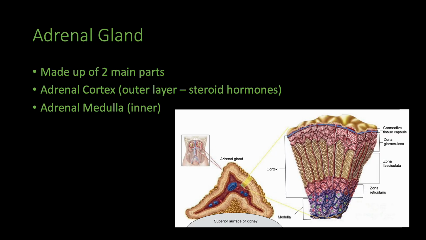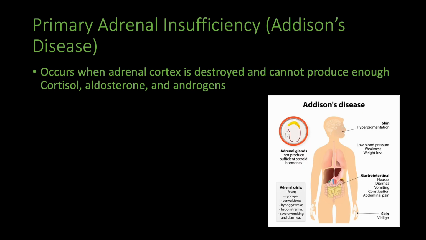The adrenal gland is made up of two main parts, the cortex and the medulla. You can see here there are different main sections, the zona glomerulosa and the other zonae here. The medulla is the inner part, the outer part is the cortex, and within it is the adrenal gland, which is on top of, or on the superior surface of, a kidney.